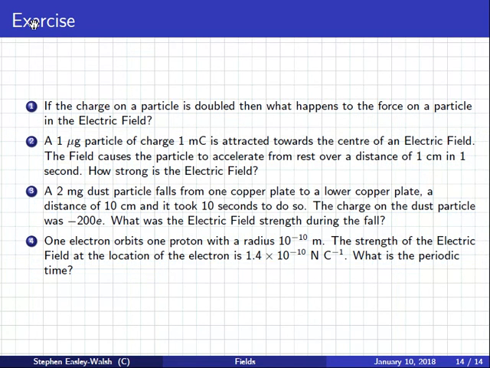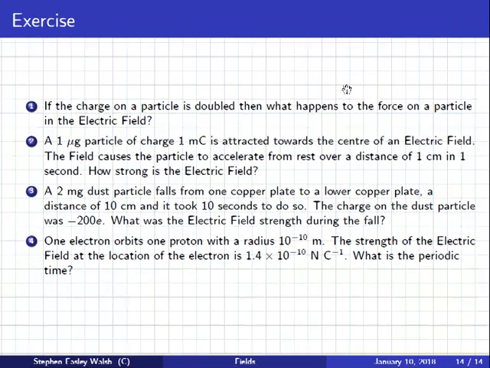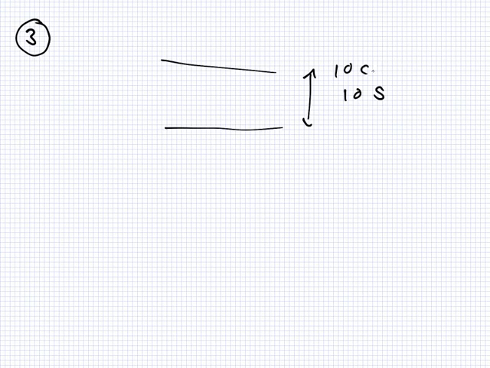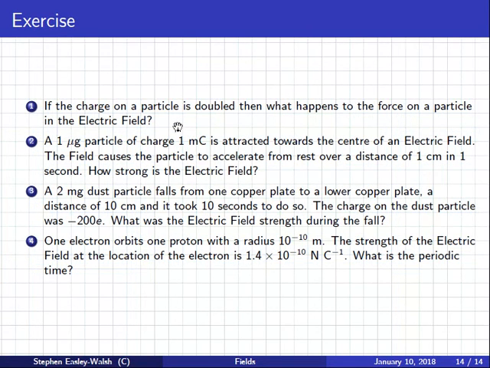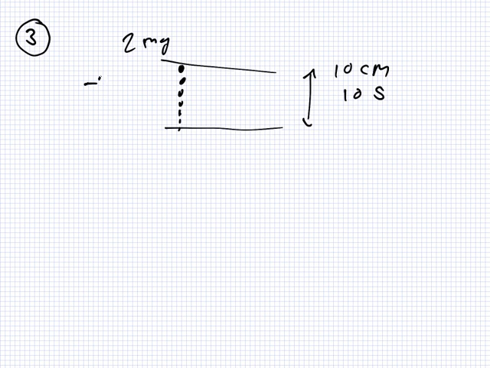Okay, number 3. This one caused difficulty for people. A 2 milligram dust particle falls from one copper plate to another copper plate in 10 seconds, and the distance between them is 10 centimeters. And the charge on it is minus 200 E. I'm not too worried about the minus, because we know which way the direction is. It's going down.